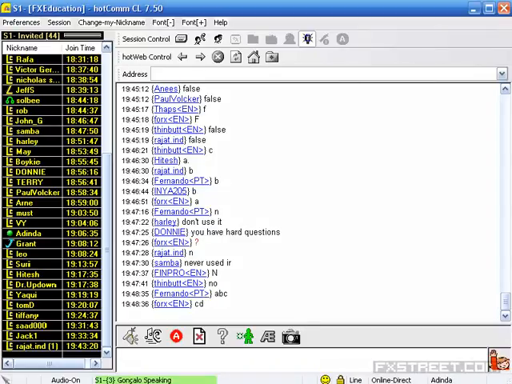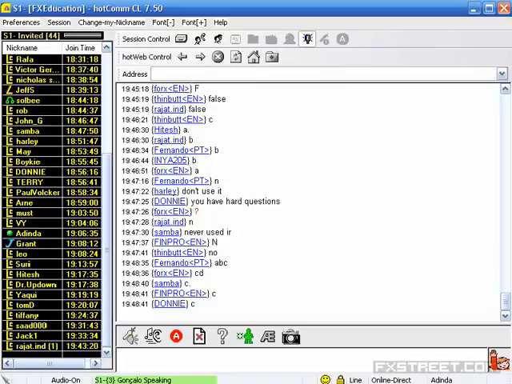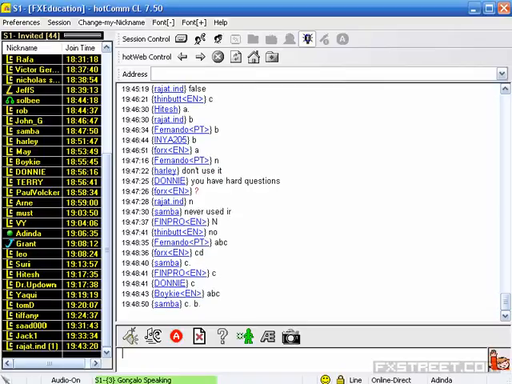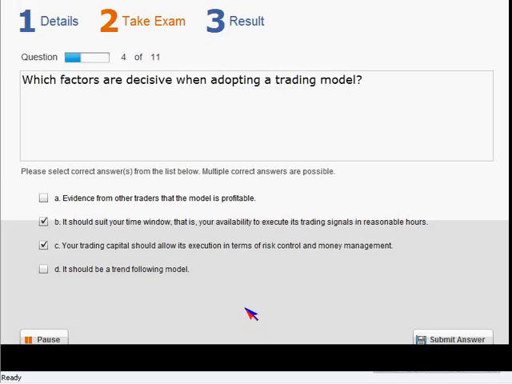So, which ones do you say? I would say this one. It should suit your time window, right? You say A, B, C, and B. Your trading capital should allow. Okay, it should be a trend following model. How many vote for D? Not many, so we choose B and C. Let's proceed.